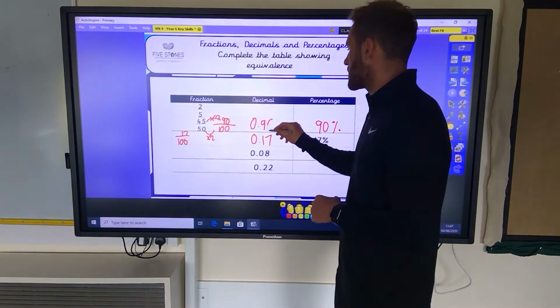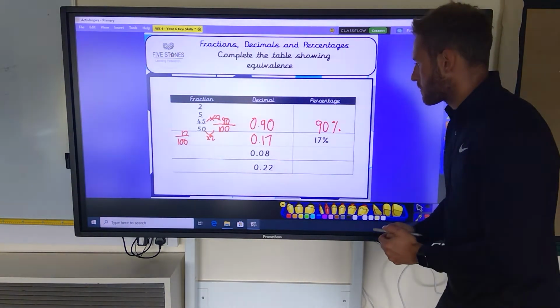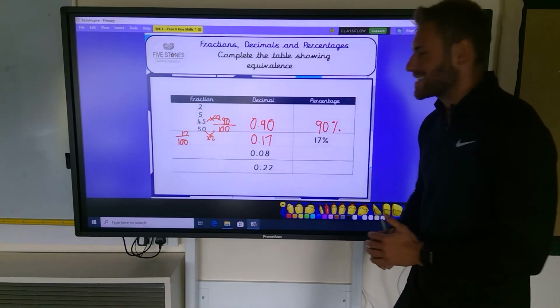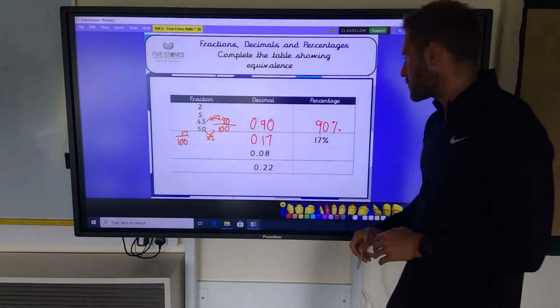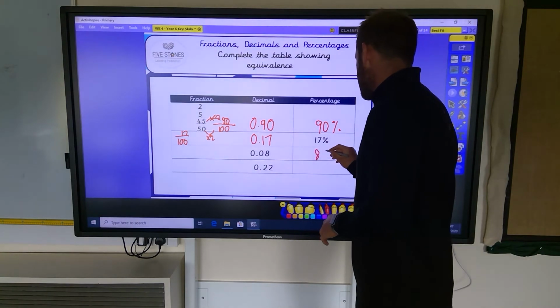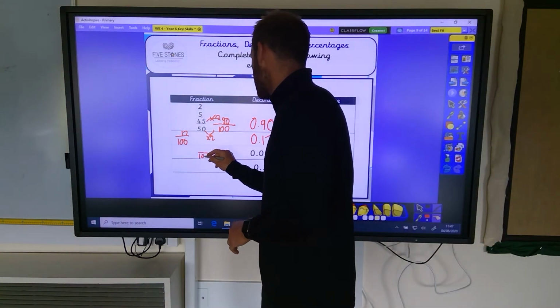Some of you might have put the 0 on the end. Again, that's mathematically correct, however, it's not necessary. We've got 0.08, meaning we've got 8 hundredths, meaning we've got 8 out of 100, which means we've got 8%. And we've got 8 out of 100 as our fraction.